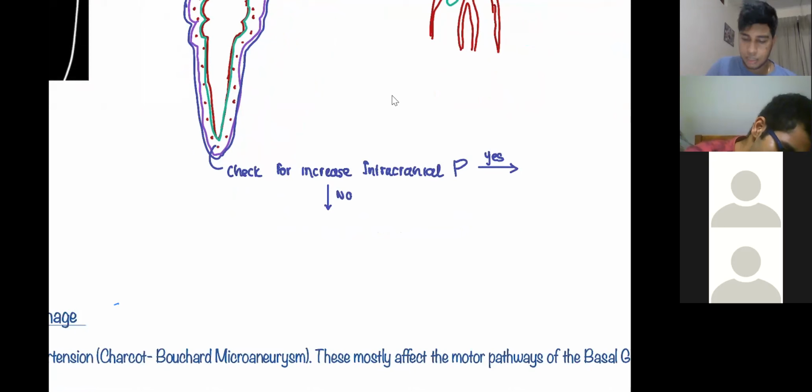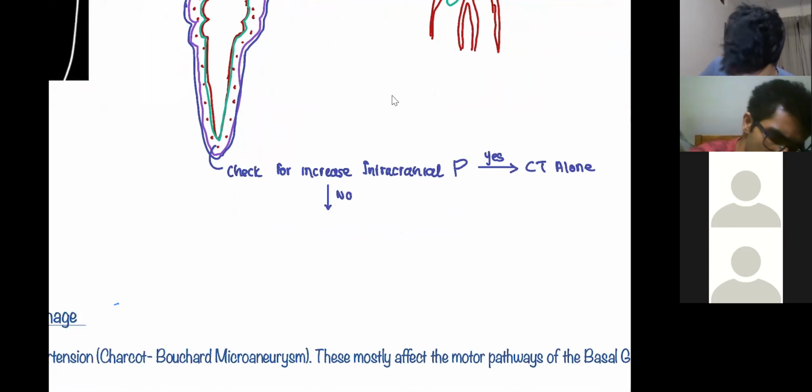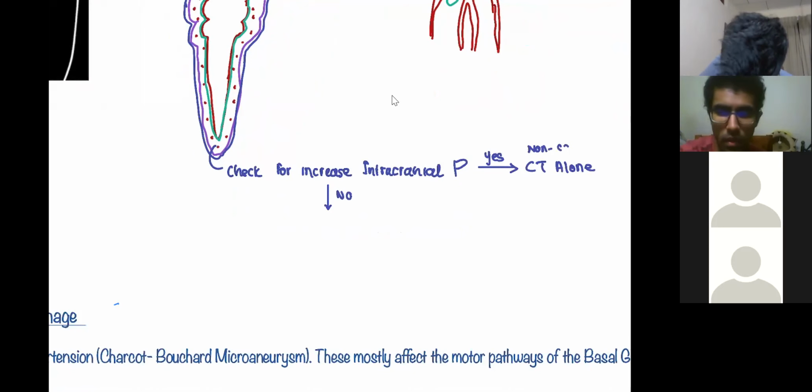If that is there, the first rule is you always do a CT scan. Non-contrast CT, non-contrast.